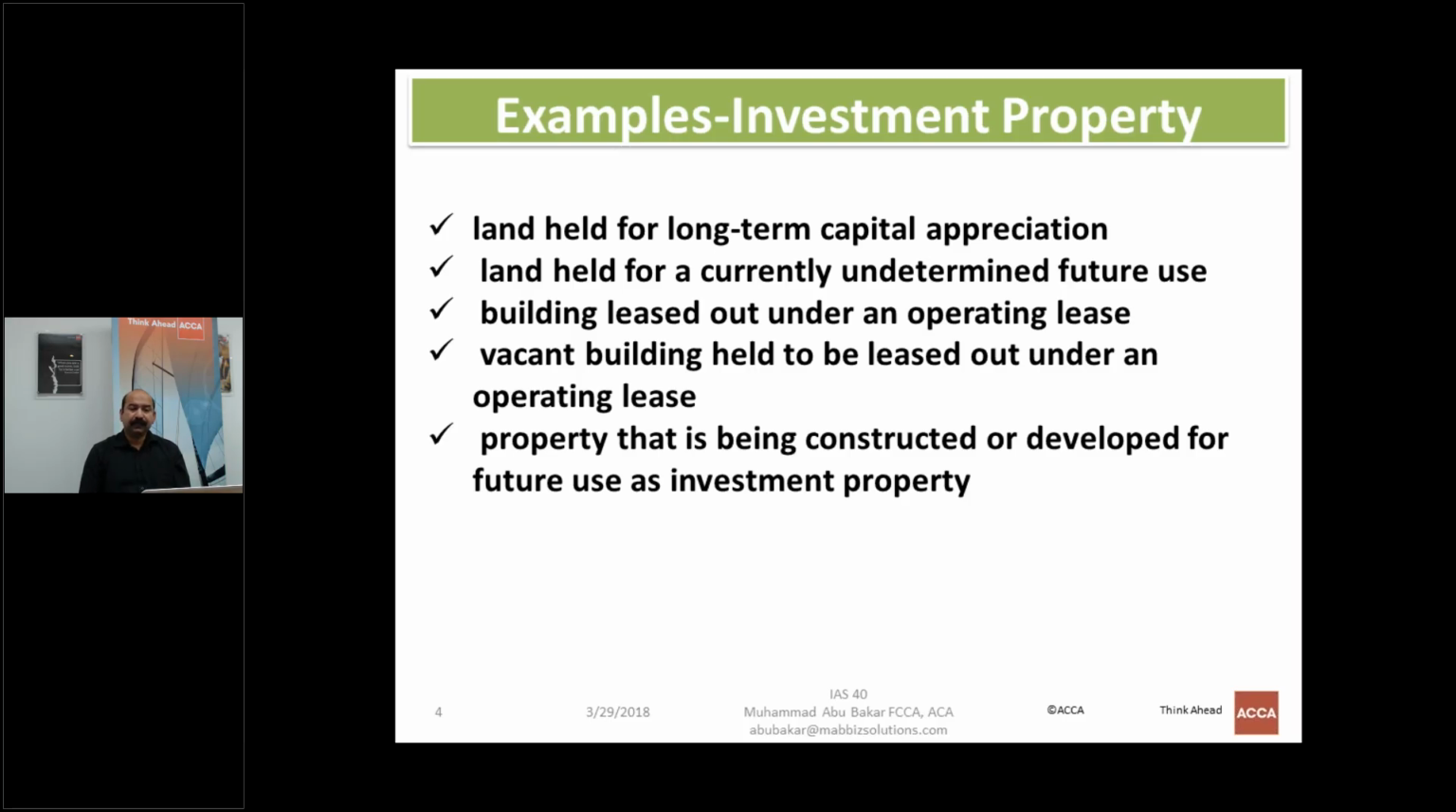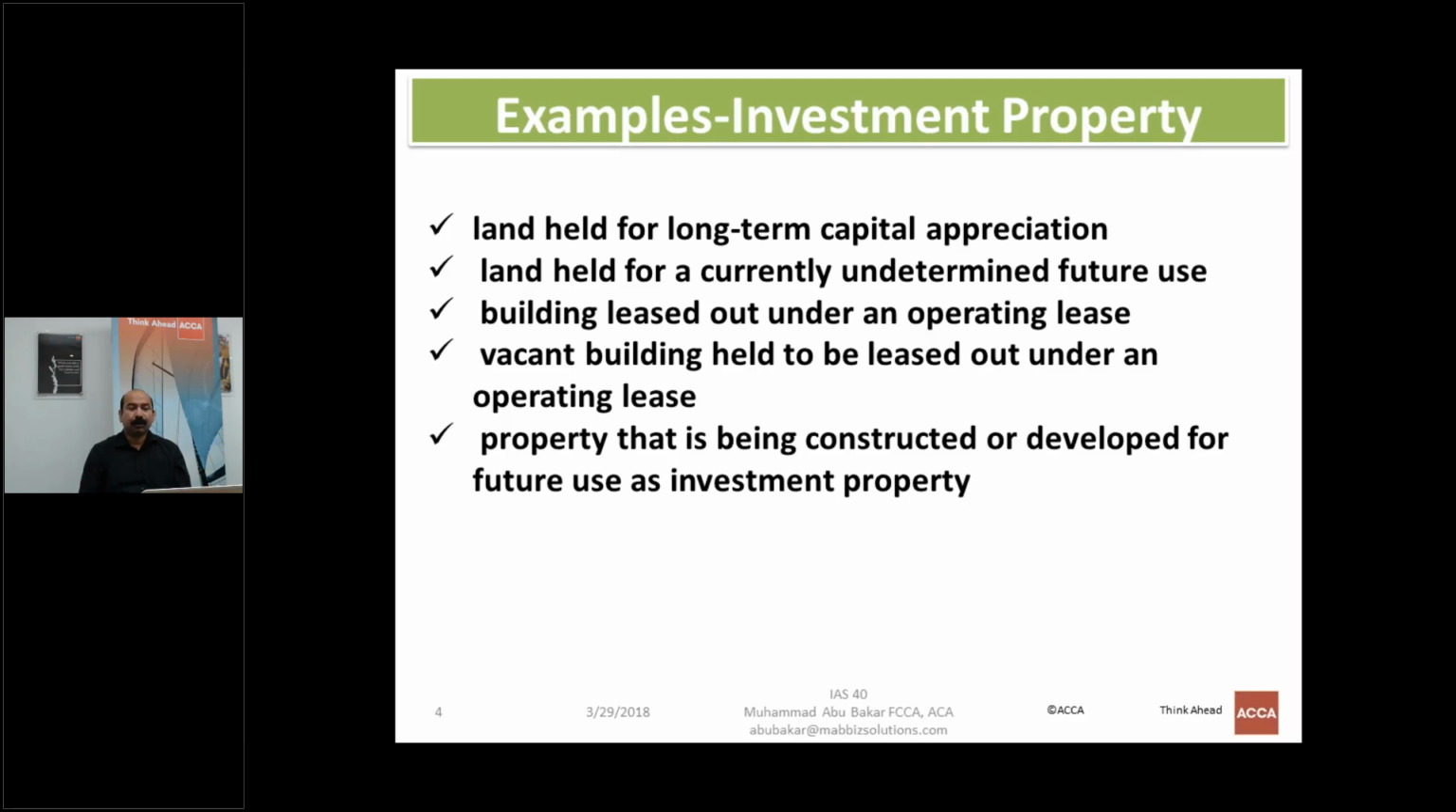Third is a building leased out under an operating lease. Why operating lease? We discussed International Financial Reporting Standard 16. In the case of a lessor, the standard retains the terms finance and operating lease. When you rent out a building, you are a lessor. That's why it says building leased out under an operating lease. Then, a vacant building held to be leased out under an operating lease.